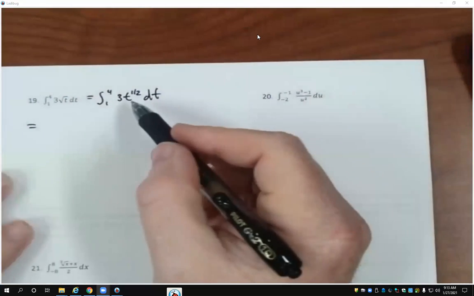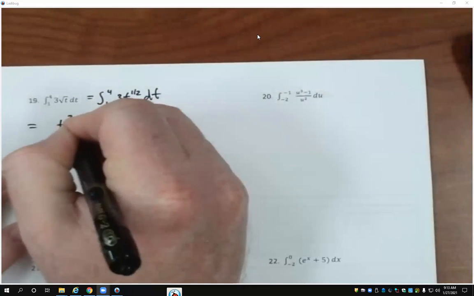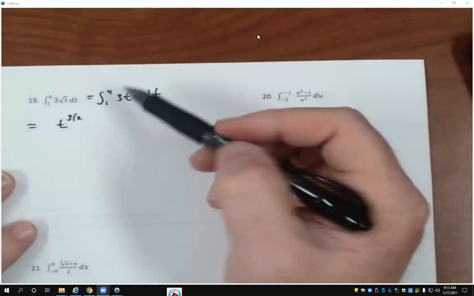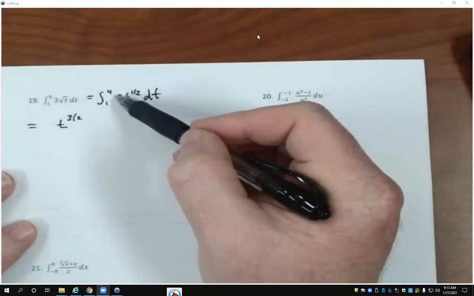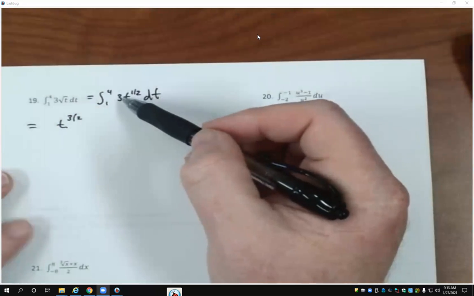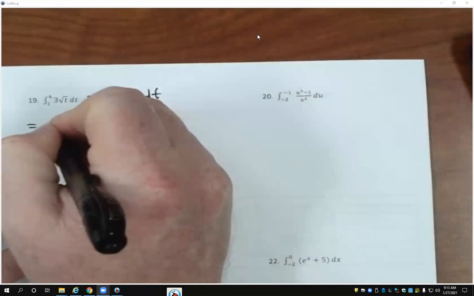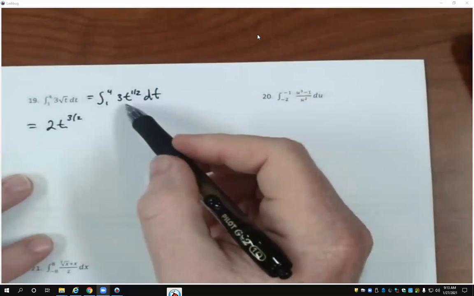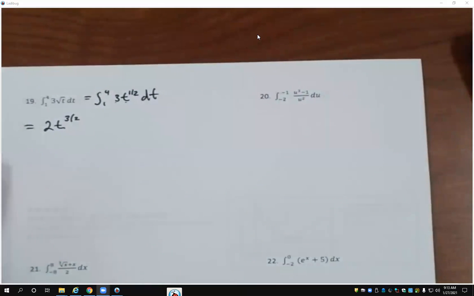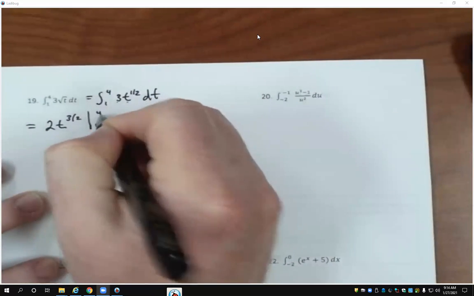All right, so now we take the antiderivative, add 1 to 1/2, and we get 3/2. We're going to have to start doing some stuff in our head. I'm going to divide this 3 by 3/2, which means multiply by the reciprocal, which is 2/3. So 3 times 2/3 is going to give me 2. So the antiderivative of 3t to the 1/2 is 2t to the 3/2. And we're going to evaluate that from 1 to 4.